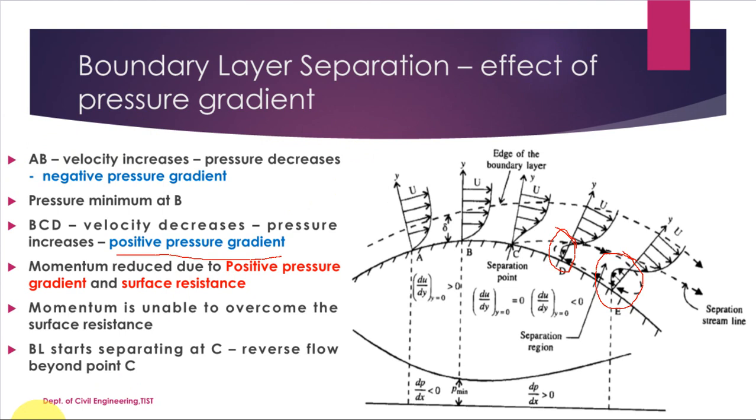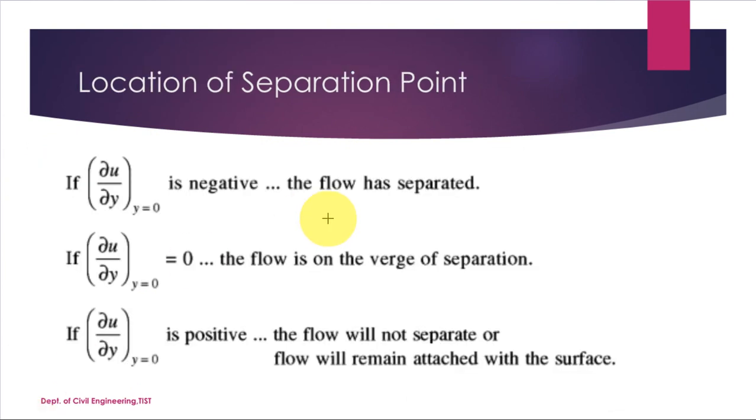Now this separation of the boundary layer is not a good thing, and in order to locate the separation point we have certain criteria. As I told you, if the pressure gradient at the surface is 0, then separation will occur. So just to identify the condition of the boundary layer, we have to find the value of ∂u/∂y at y = 0. If that value is negative, then the flow has already separated. If ∂u/∂y at y = 0 is 0, then the flow is on the verge of separation. It is the separation point.